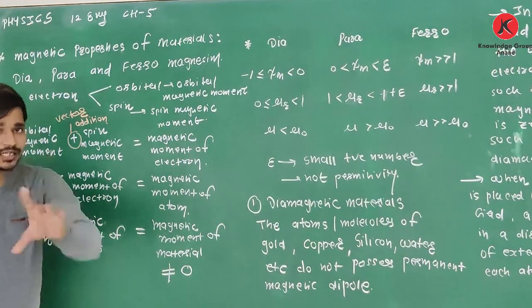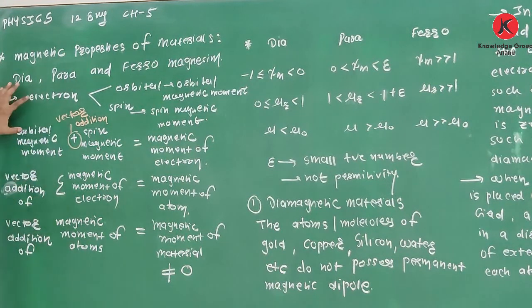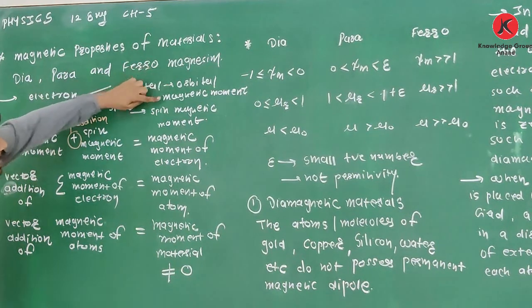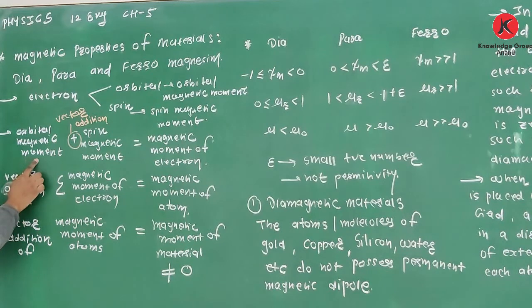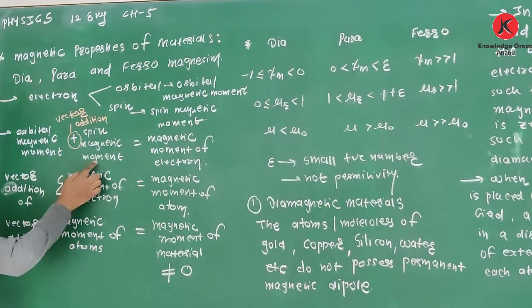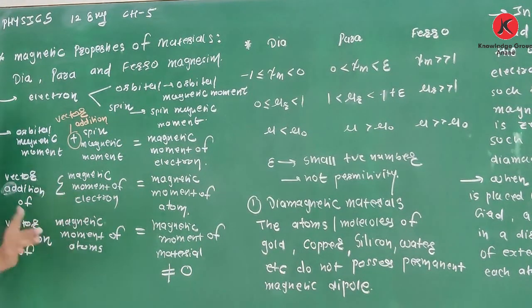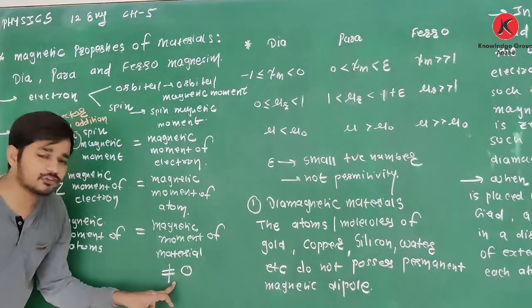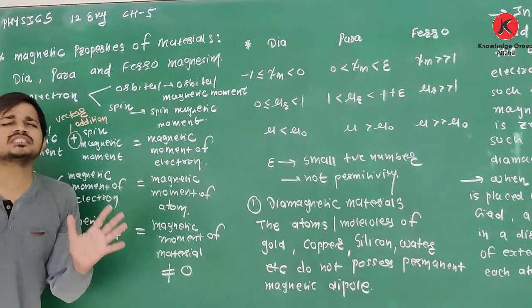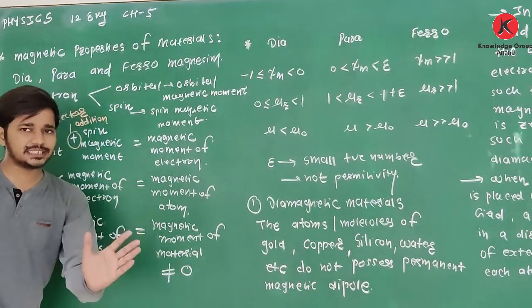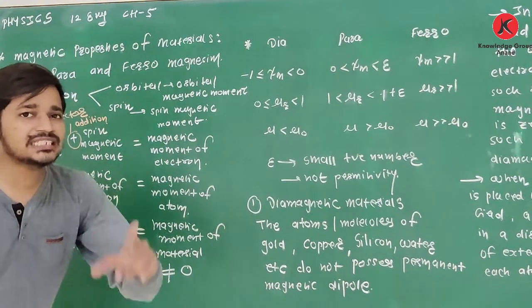It is said to be magnetized. Clear about this? Again, at micro level, electron performs orbital and spin motion. Due to that, it has orbital magnetic moment and spin magnetic moment. Vector addition of these gives the magnetic moment of one electron. Vector addition of magnetic moment of each electron gives magnetic moment of atom. Vector addition of magnetic moment of atoms gives magnetic moment of material. And if it is not equal to zero, meaning the material has some resultant magnetic moment, it is said to be magnetized. It behaves as a magnet.